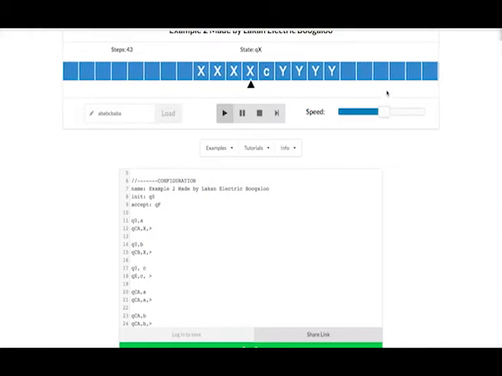It's getting there. It'll find the X, and now it's in QE. If QE doesn't find anything, and it's just no input, it'll go into the accepting state.